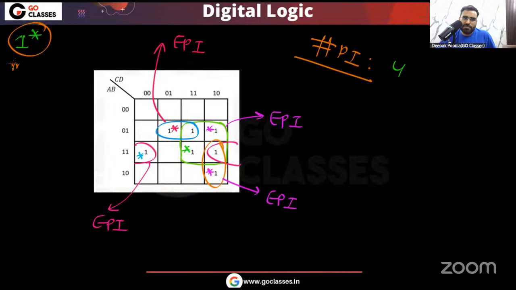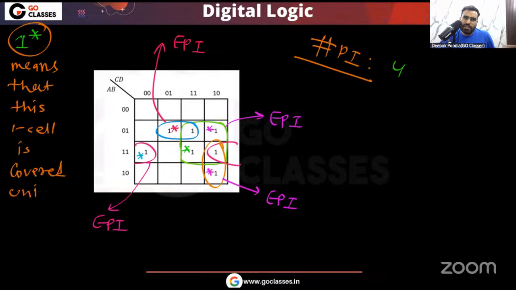Okay, what it means? It means that this one cell is covered uniquely by a prime implicant. Means only one prime implicant covers this one cell, not more than one. Okay, so that prime implicant will become essential prime implicant. So here I can say that number of EPI, that is also 4.